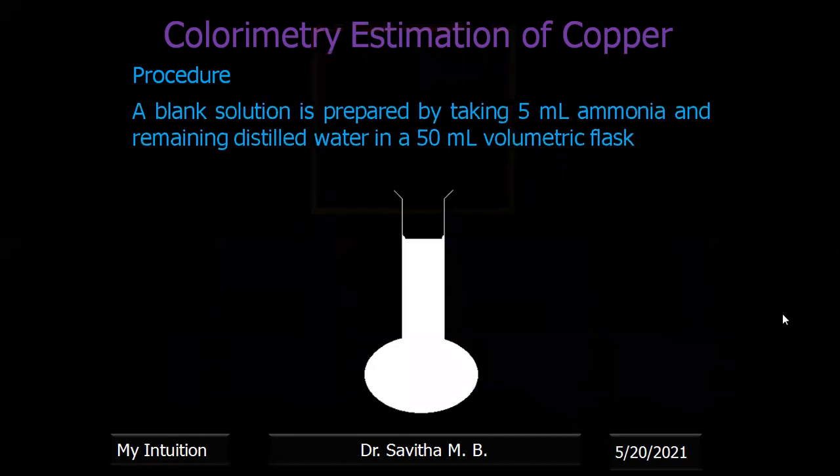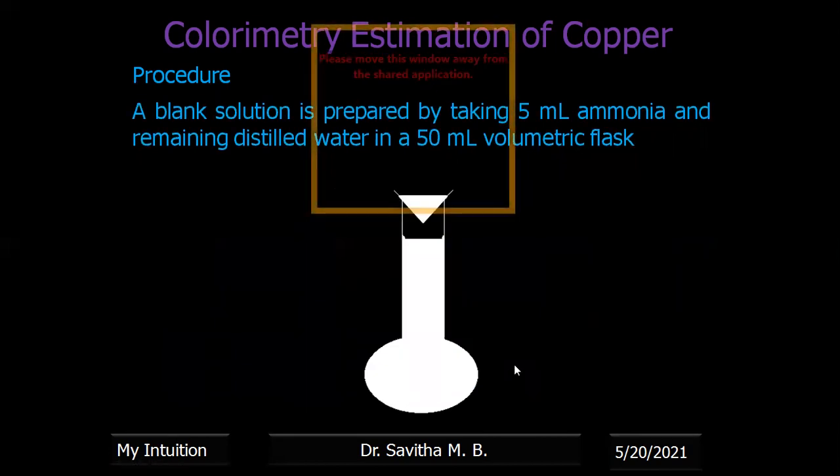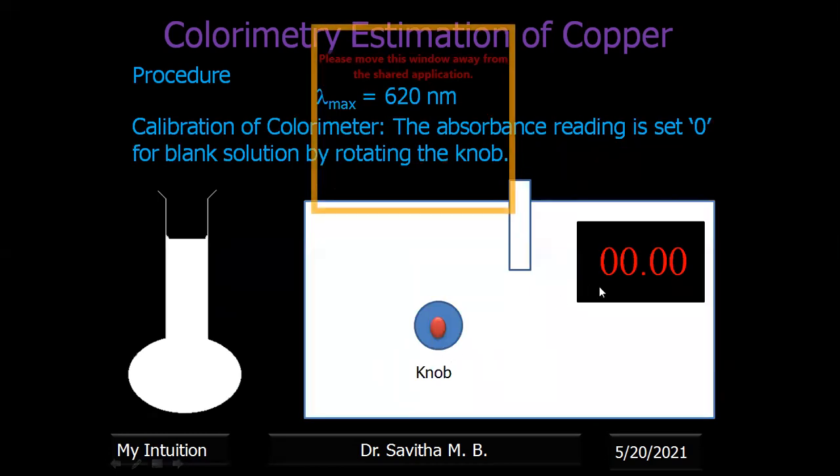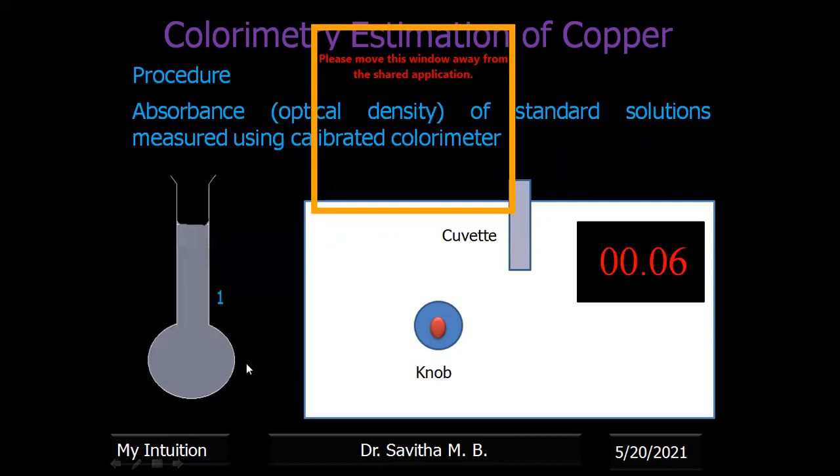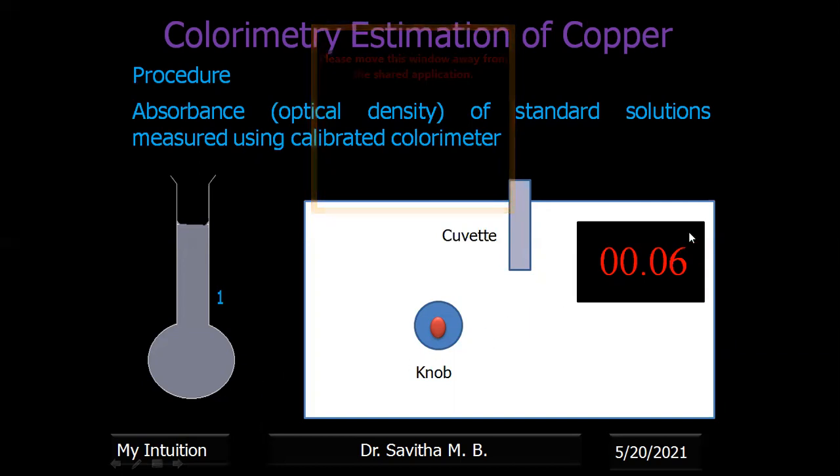Then first, you have to keep the blank solution in the sample holder and set the reading to 0. The absorbance will be displayed in the colorimeter, and it should be set to 0. Next, you keep the first solution. The first solution has some amount of sample, that is 5 ml copper sulfate you have added. So copper ions will be there, it is the cupric ions that absorb the radiation, so there will be absorbance because cupric ions are present.